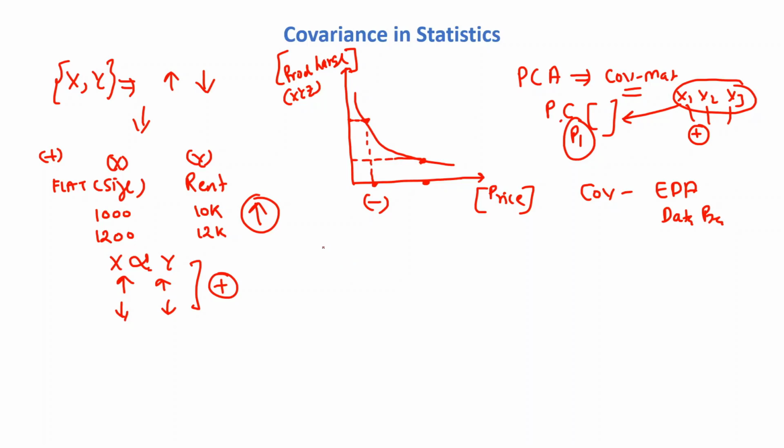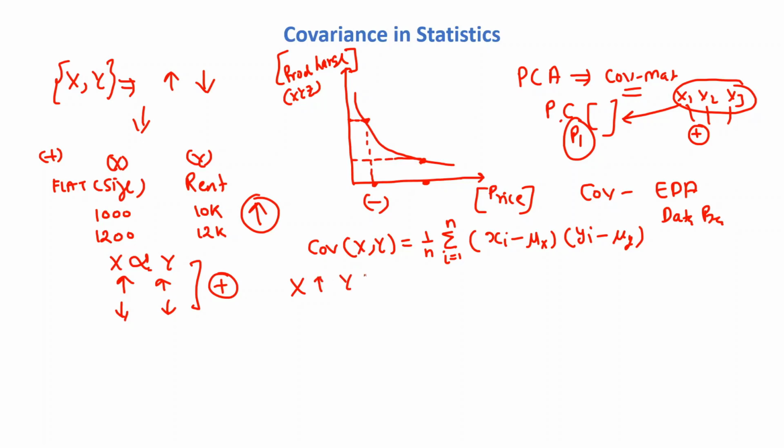The covariance formula: covariance of random variables x and y equals 1 by n, summation i equals 1 to n, of (xi minus mu of x) times (yi minus mu of y). So this is the formula of covariance. We want to understand the relationship between x and y. If x increases, y also increases. So this is the positive relationship between x and y.